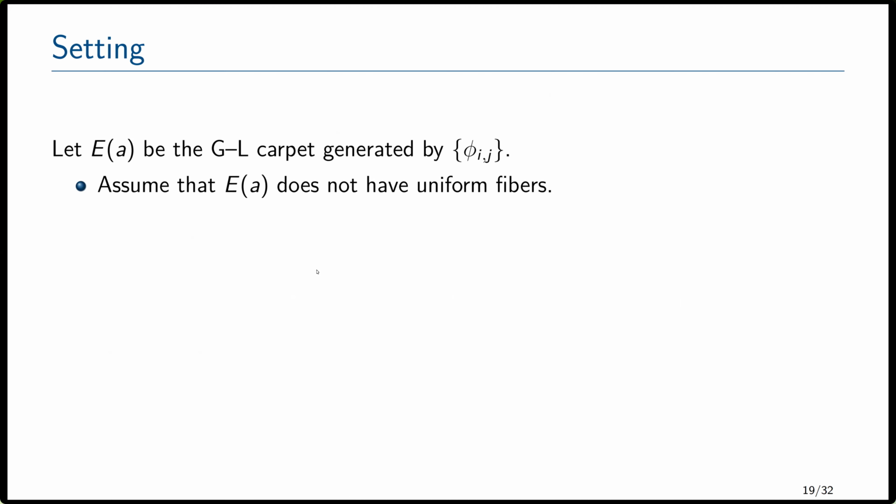So let E be a GL carpet generated by phi_ij based on that graph I drew before, and we assume that E_A does not have uniform fibers, because if it does, then the Hausdorff dimension of the sets is equal to the box dimension of the sets. So in projection theory, we can just apply Marstrand's projection theory about Hausdorff dimension. Then we are done. It's trivial. And next we fix lambda.